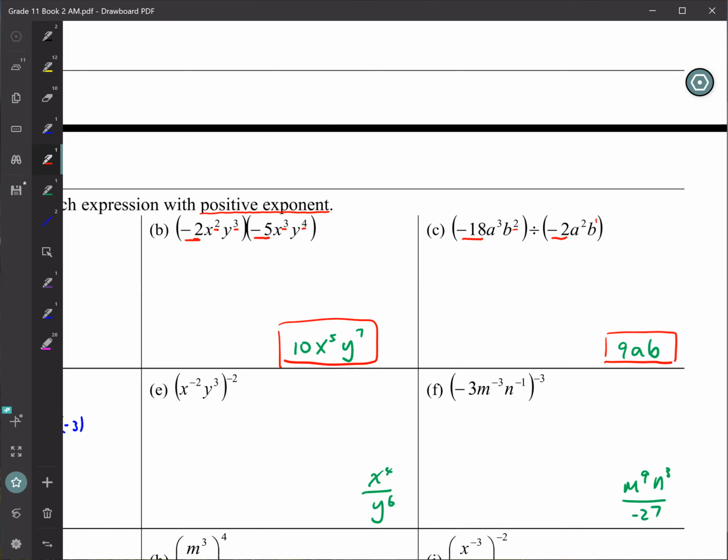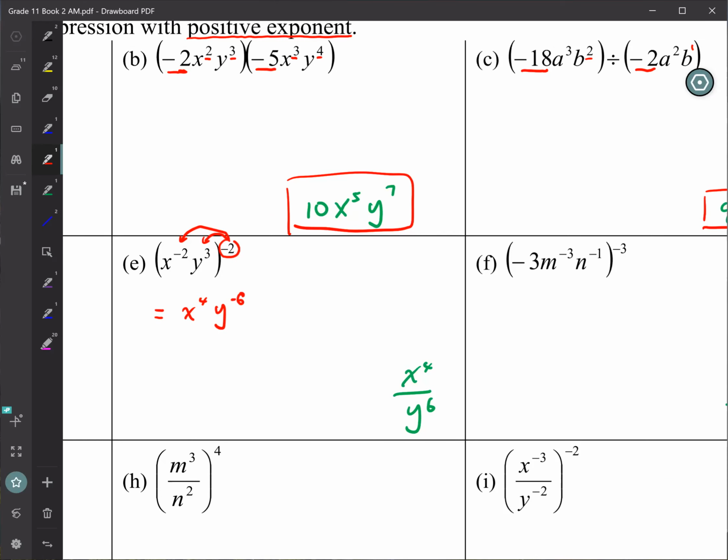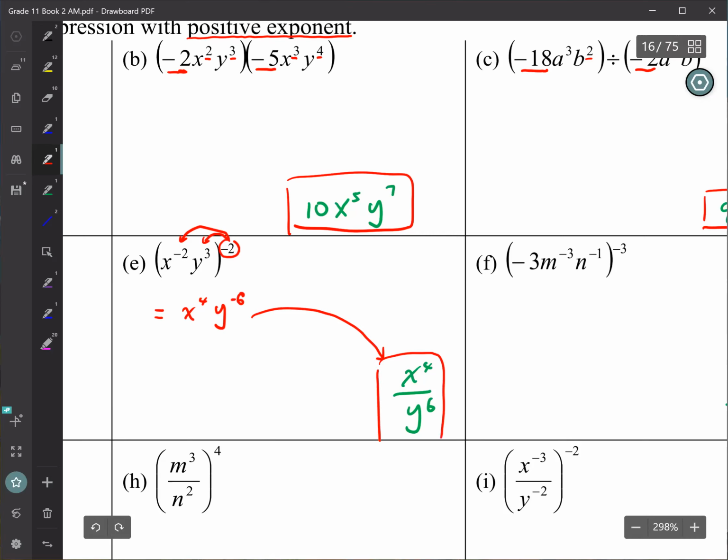Okay, and now the next one is question E. Question E is using the same exponent. You need to share, right? When you share n, you need to multiply exponents. So x to the 4, y to the -6, right? Because 3 times -2. Now you look at the negative exponent, that means it should go down, right? So that makes the answer correct here.